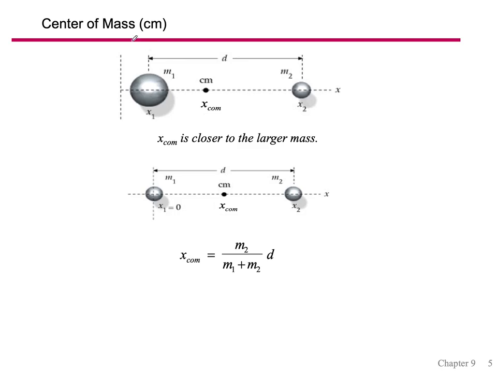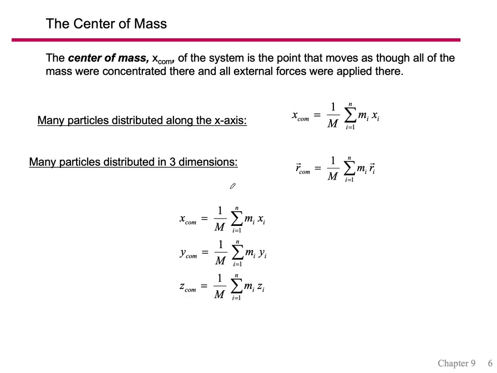If you've got a more massive object and a less massive object, the center of mass will be closer to the more massive thing. Again, it's sort of like a weighted average. If you have two equal masses, it should be right in the center of those two.